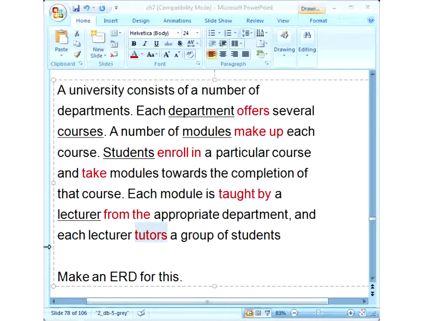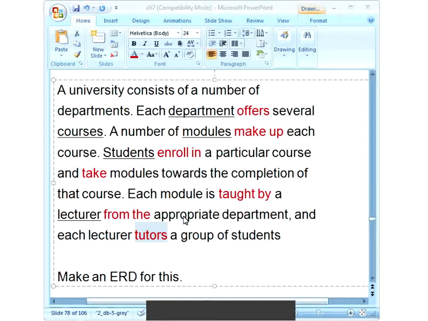So what we did is we first identified all the nouns from this text and called them entities. Then we identified their attributes. Then we picked up all the verbs from this text and called them relationships. And then we made an entity relationship diagram and modeled all these relationships in the diagram. So just wait for a second. I just want to show you a complete entity relationship diagram for this.